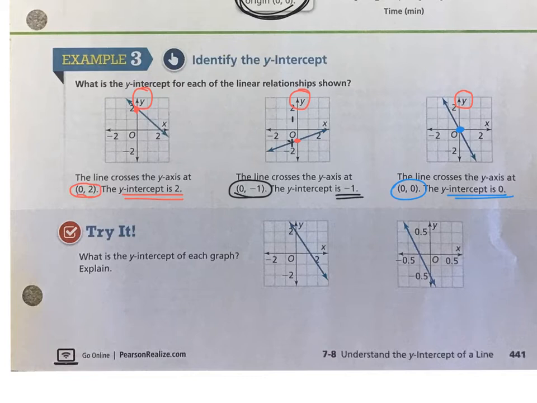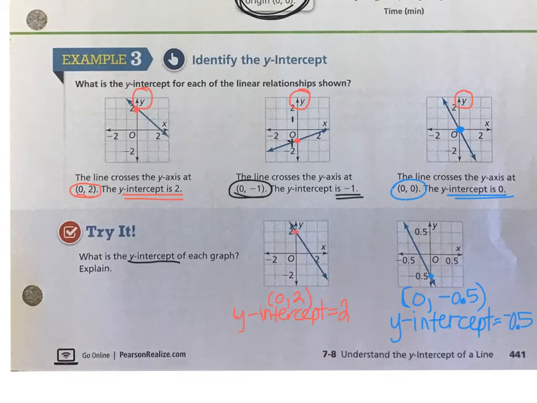Now I want you to try the 2 examples in the try it. Make sure that you look carefully at the grid lines and notice how they have numbered both the x and the y-axis. Remember that the y-intercept for each graph is the point where the line crosses the y-axis. In the first graph, the line crosses the y-axis at 2. So the point 0, 2 represents the ordered pair where that line crosses the y-axis, and the y-intercept in that point is 2.